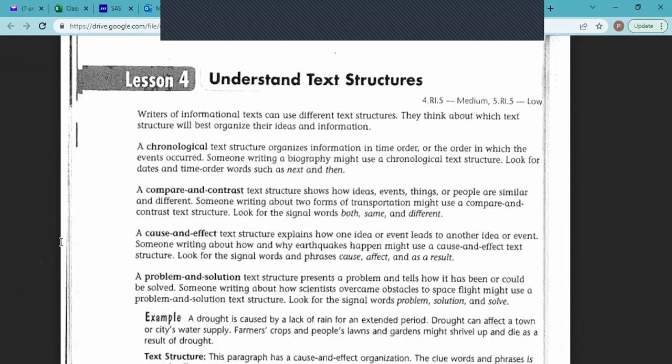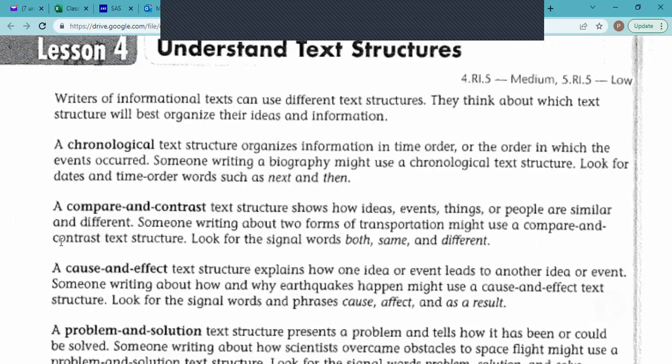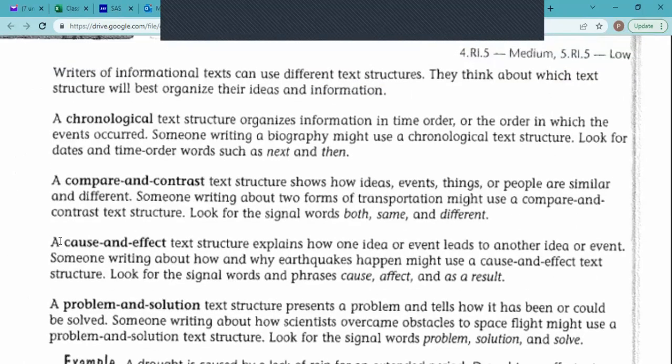All right, lesson 4. So understanding text structure. Writers of informational text can use different text structures. They think about which text structure will best organize their ideas and information. So we're going to take a look at 4 of these right here, and we've already looked at 2 out of the 4 in the last Reading M Construct Meaning packet. All right.